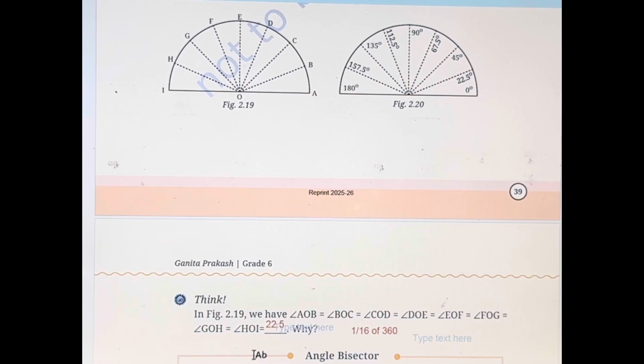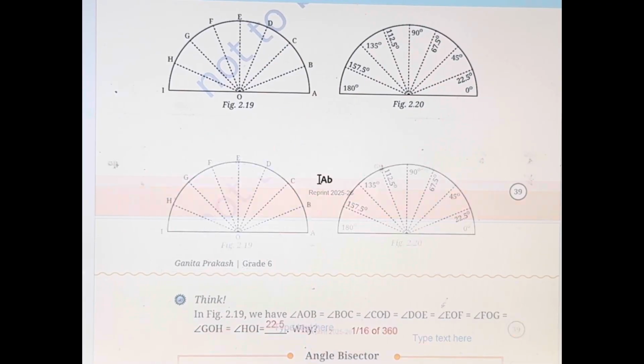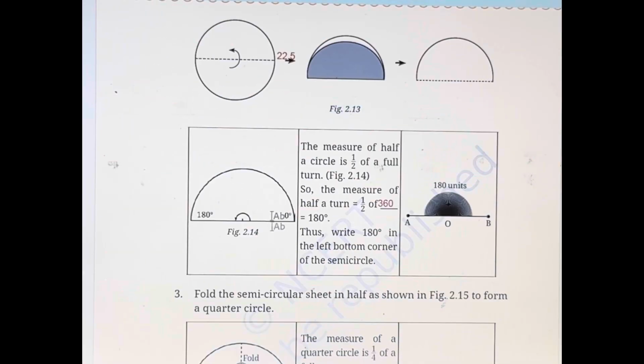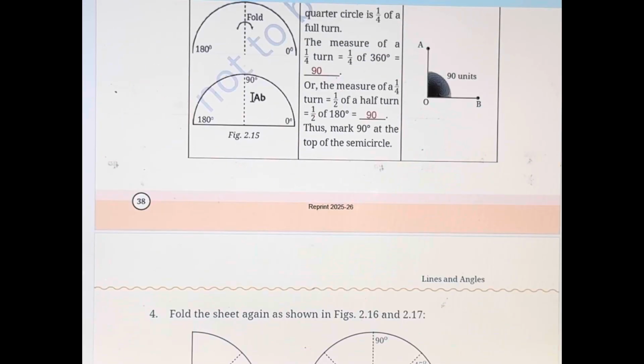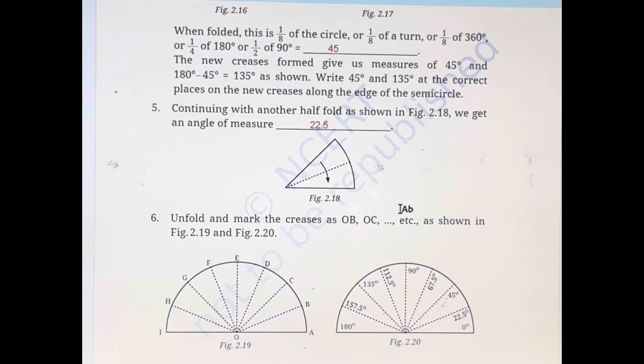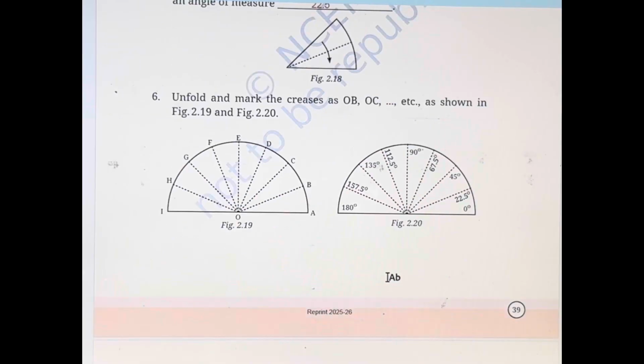Because actually what we are doing is we are bisecting the angle. Bisecting means dividing the angle into two equal parts. If you see from the beginning, if I show you, we folded this, we got half. Again we folded, we got 1/4. Again we folded, we got 1/8. So 8 parts. And one more time we fold, so we got 16 parts, 1/16th part. 1/16 we are getting.